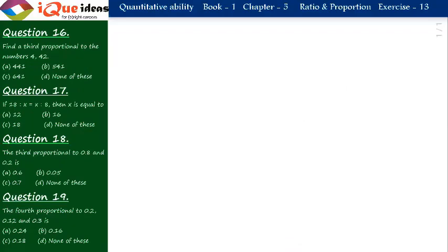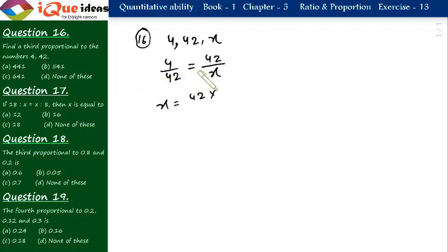Now question number 16, it says find third proportion to the numbers 4 and 42. I hope you remember 4, 42, third proportion to be taken as x, and the rule is 4 by 42. The ratio of first two should be equal to the ratio of last two. So 42 divided by x for three numbers. So from here x is equal to 42 into 42 divided by 4. So if you cancel by 2, it becomes 21, and 2 cancels 42, 21. So x is equal to 441. That's the answer of this question.